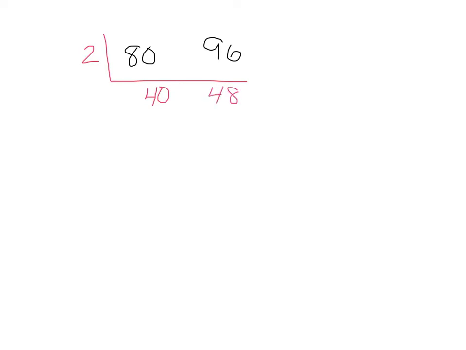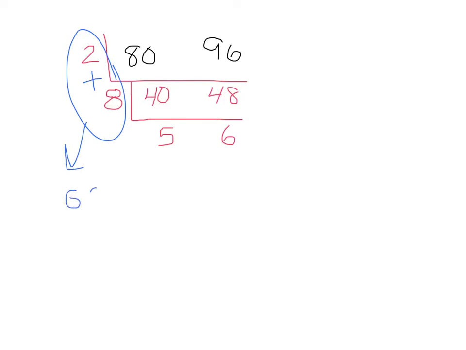And then you might look at this and say, oh, 40 and 48. Well, what can they both be divided by? Well, I know that they are both divisible by 8. Okay, so I get 5 and I get 6. 5 and 6 have nothing else in common. So 8 times 2 would give me my GCF of 16.